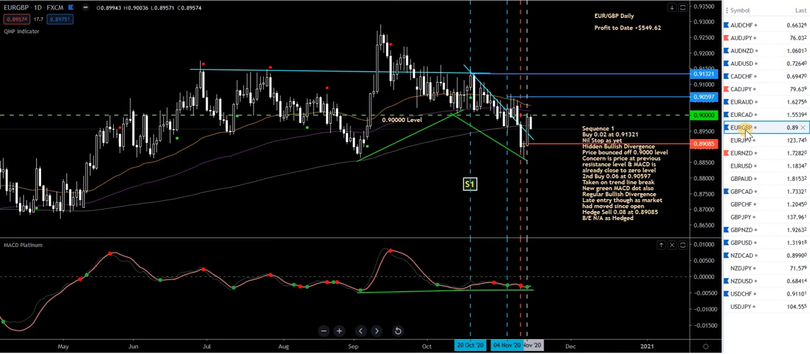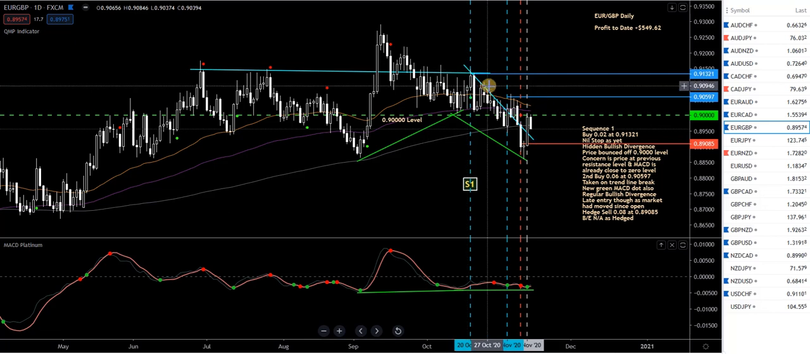Euro pound. Now this one got a little bit tricky. Took an initial buy in here. There's only the one sequence. This is a 90-cent level. So I took an initial buy in here based on hidden bullish divergence. Read the notes. Price bounced off the 90. So I took a buy, went against me, went against me, went against me. That buy signal remained valid. MACD platinum still below the zero level.